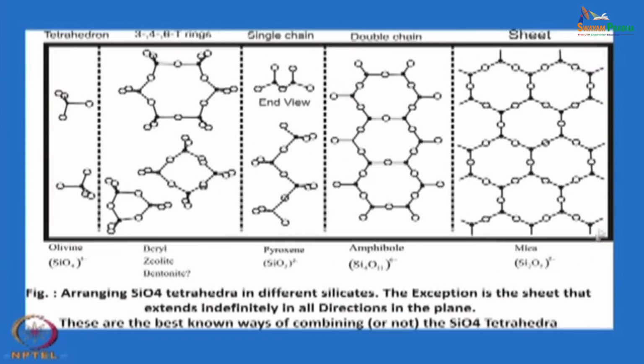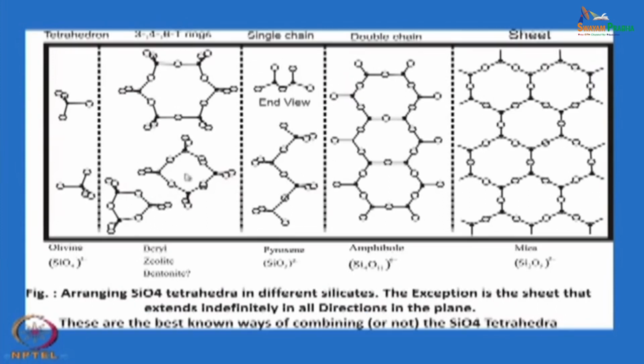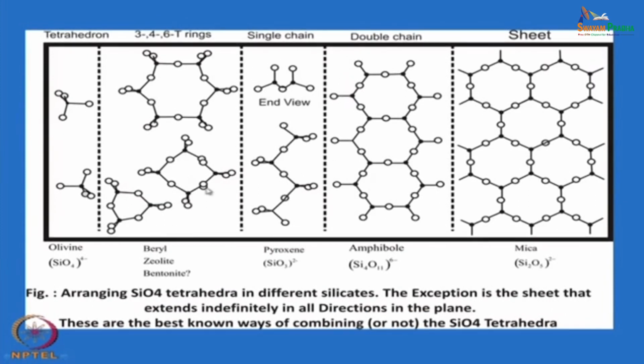The only new thing here is mica. This is a sheet structure. Okay. These are single tetrahedron, 3, 4, 6 rings, tetrahedral rings, 3 rings, 4 rings. 4 rings we did not discuss, but here a 4 ring is also possible. 6 rings we have discussed. So, there are different kinds of rings.